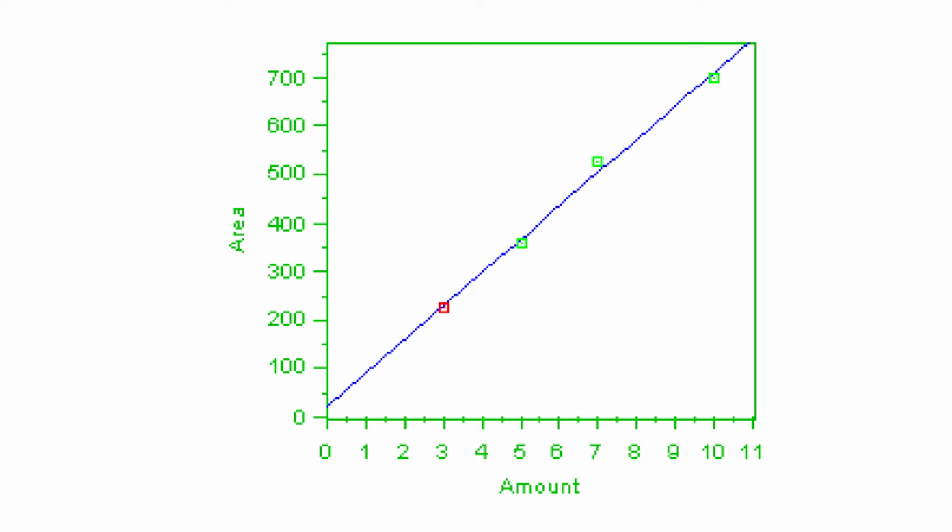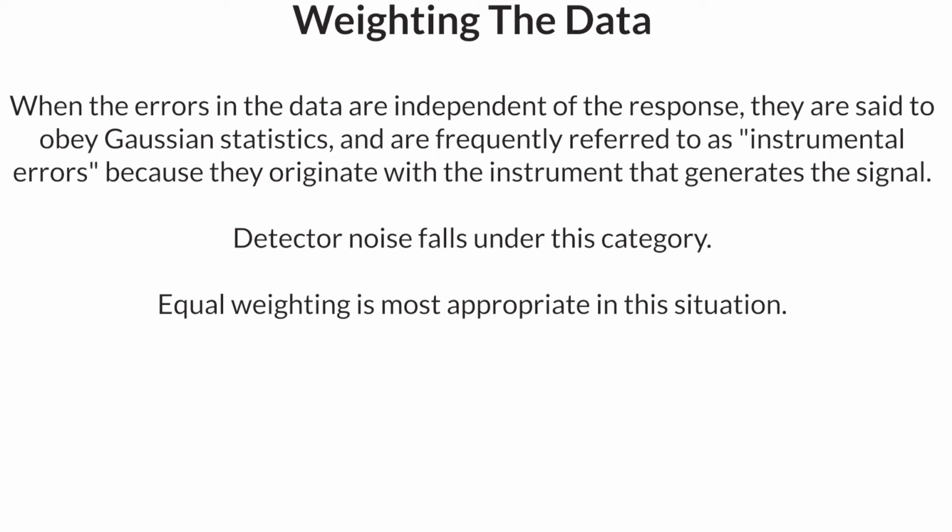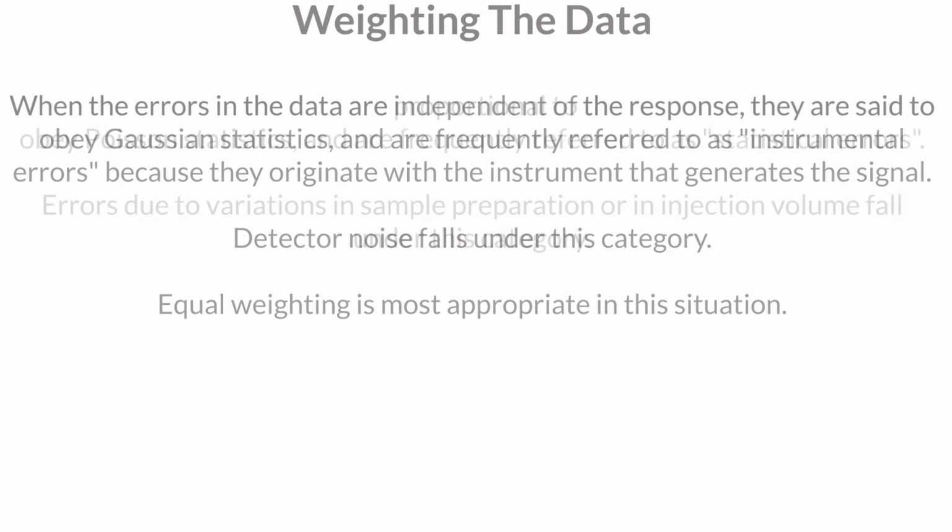Statisticians weight their data according to the relative amount of error associated with the data points. The more precisely a data point is known, the heavier the weighting it is given. When the errors in the data are independent of the response, they are said to obey Gaussian statistics, and are frequently referred to as instrumental errors because they originate with the instrument that generates the signal. Detector noise falls under this category. Equal weighting is most appropriate in this situation.